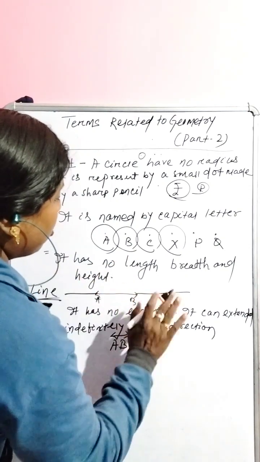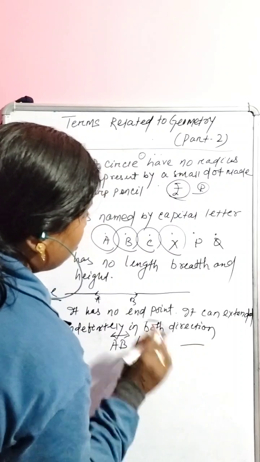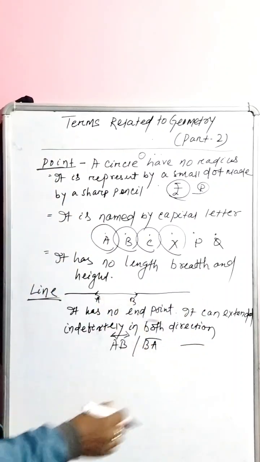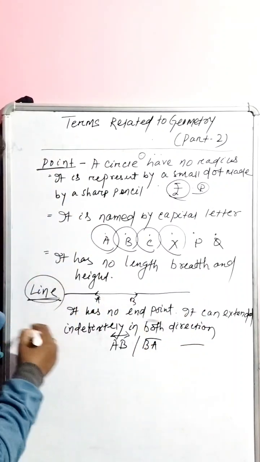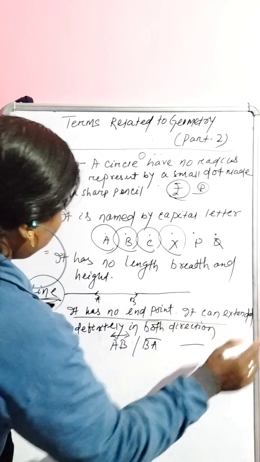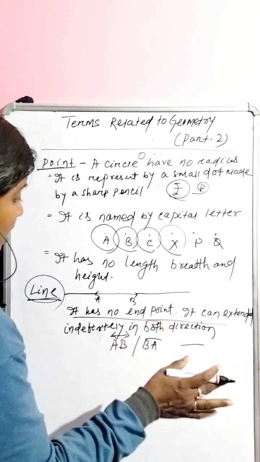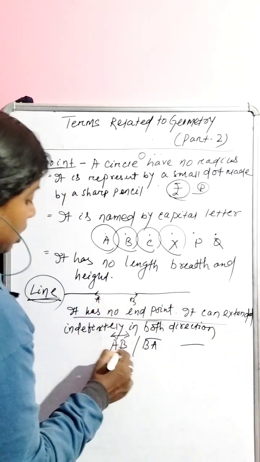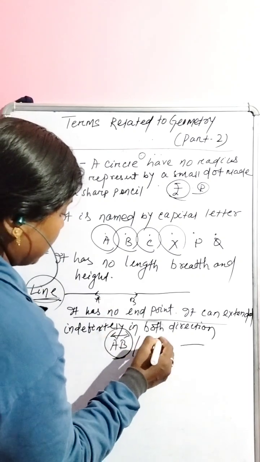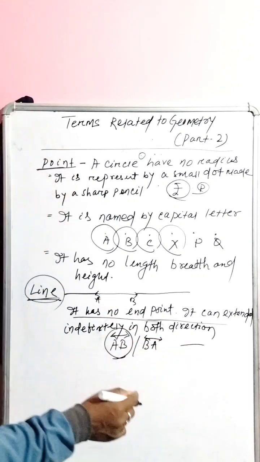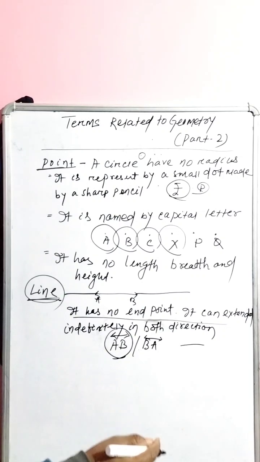We can draw a line on a piece of paper, but we only draw part of the line. So for a line, first, it has no end point, then it can extend indefinitely in both directions, then we can represent it as AB or BA, and it has no fixed length.